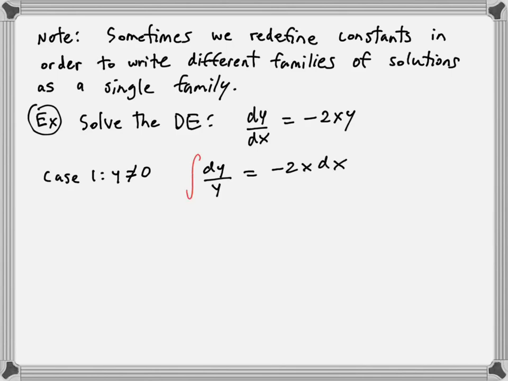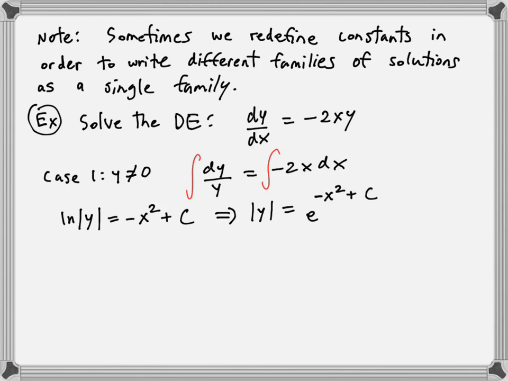And then after separating, remember, integrate both sides, you get the following. ln of the absolute value of y is equal to negative x squared plus c. Now, how do we write this as a function? So this implies, if you take e to the power of both sides, that the absolute value of y is equal to e to the negative x squared plus c.